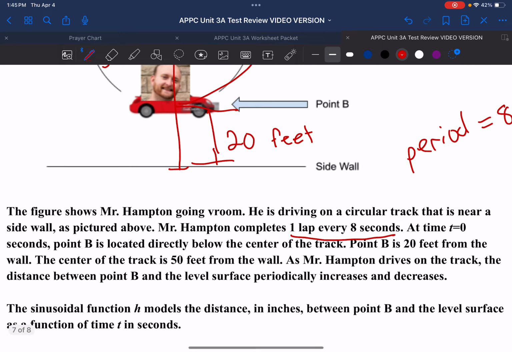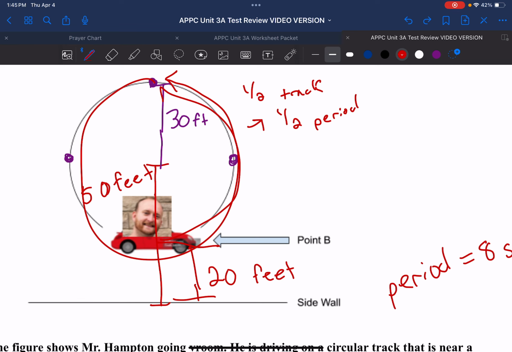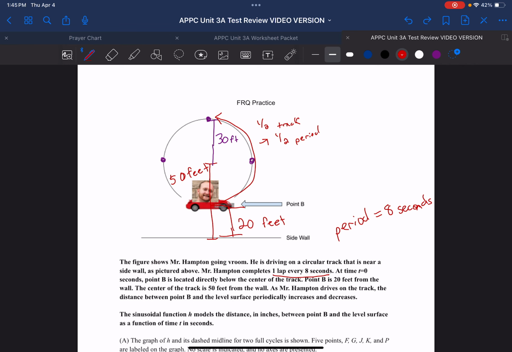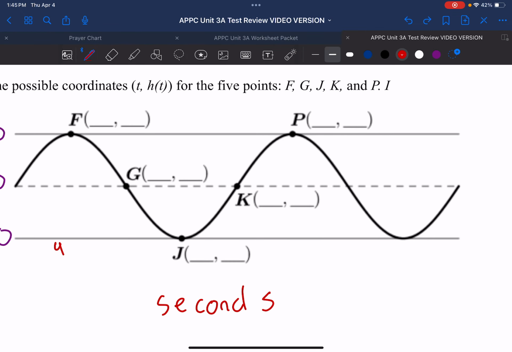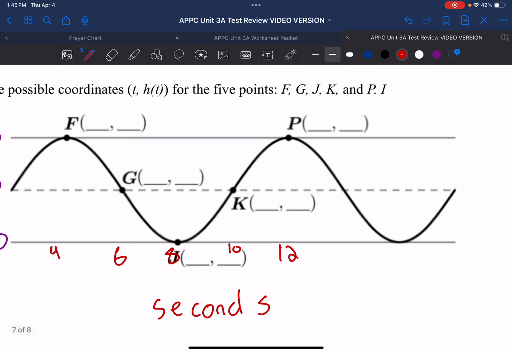And I know if I'm starting at 4 seconds to go all the way back and end up back there, I'm going to have to go another 8 seconds because that's how long it takes to go around the whole track. So I'm going to go 12 here, and then I'm just going to take the halfway points for the rest of these. Halfway between 4 and 12 is 8. Halfway between this is 6. This is 10.